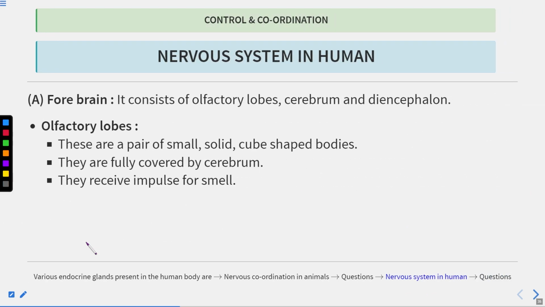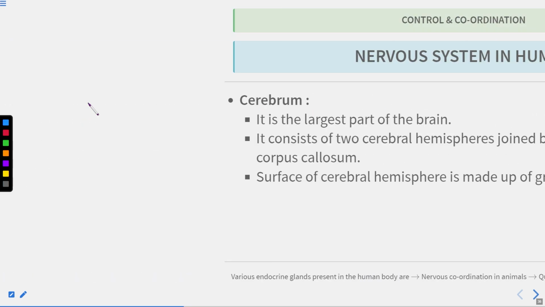Clear? Now first let's talk about the forebrain. The forebrain consists of the olfactory lobes, cerebrum, as well as the diencephalon. First let's talk about the olfactory lobes. These are a pair of small, solid, cube-shaped bodies, and they are fully covered by the cerebellum. They receive impulses for smell. That's why the name olfactory. This olfactory is related to the term smell.